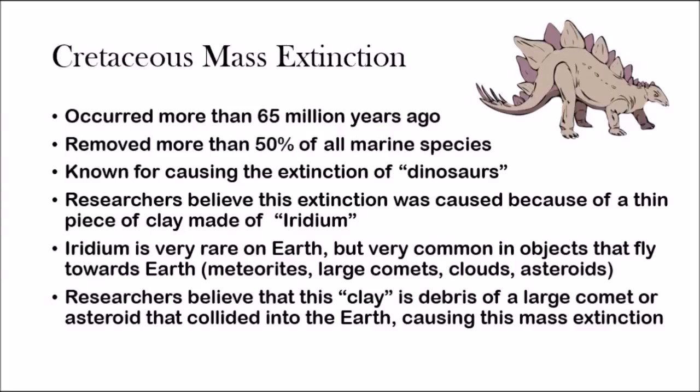Researchers have believed this extinction was caused because of a thin piece of clay called iridium. Iridium is very rare on Earth, but very common in objects that fly towards Earth, meteorites, large comets, asteroids. So that obviously is why most scientists think that the Cretaceous mass extinction was probably because a huge asteroid collided with Earth. And researchers believe that this clay is a debris of a large comet or asteroid that collided with Earth, causing this mass extinction event.